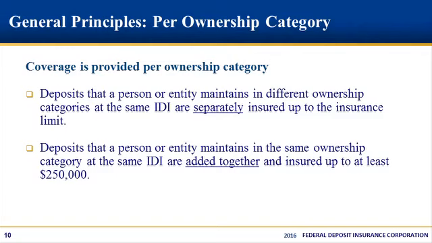Deposit insurance coverage is calculated per ownership category. A depositor who holds funds in different ownership categories at the same bank receives separate coverage for those funds. A depositor's funds held in the same ownership capacity at the same bank are added together in order to determine coverage.